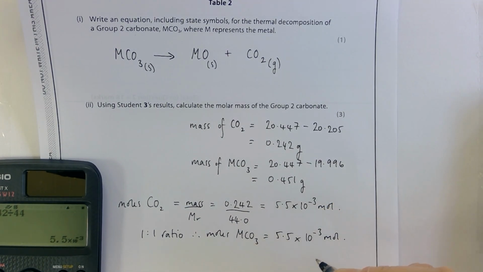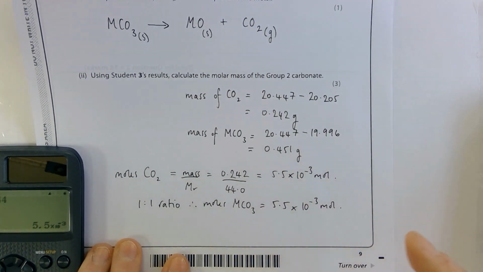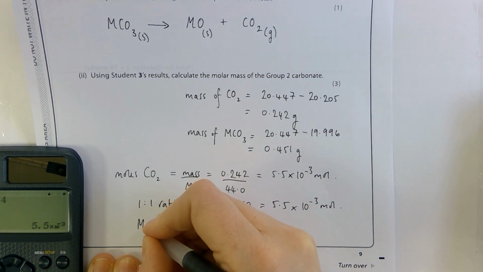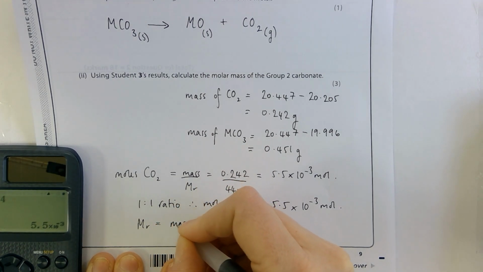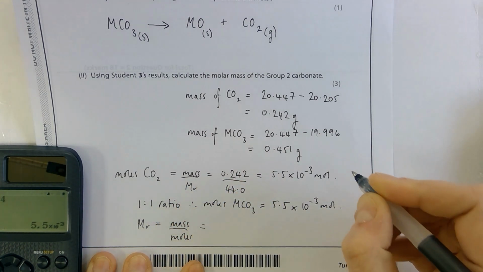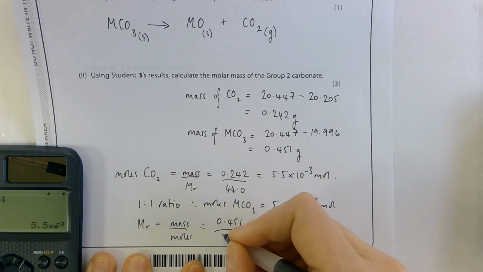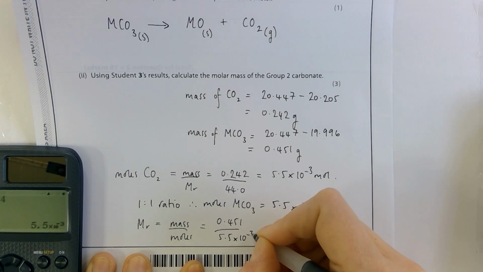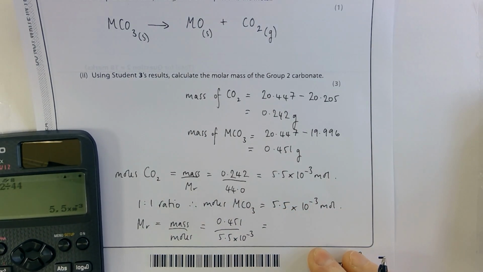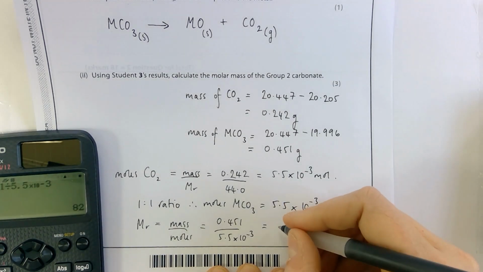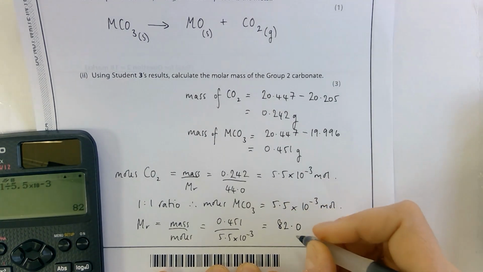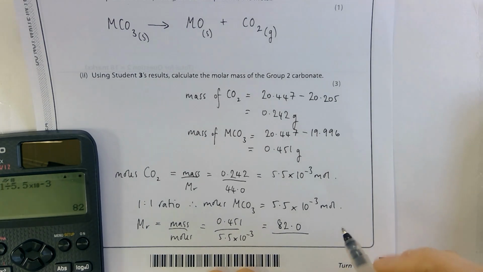And now I'm doing the same method as I did just over the page before. MR equals mass over moles, little rearrangement. Mass I've just calculated as 0.451 divided by the moles, 5.5 times 10 to the minus 3. And let's see what we get. 0.451 divided by 5.5 times 10 to the minus 3 is 82. Okay, and that makes sense. It's similar to the answers that I've had previously. You should always think, does my answer make sense?